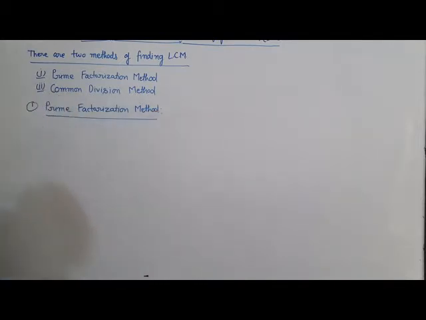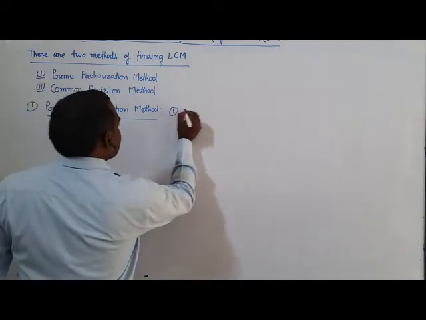Prime factorization method. For the prime factorization method, we have to follow many steps. You have to follow different steps to find the LCM with the help of the prime factorization method. First of all, what should I do? Write the prime factorization of the given numbers.